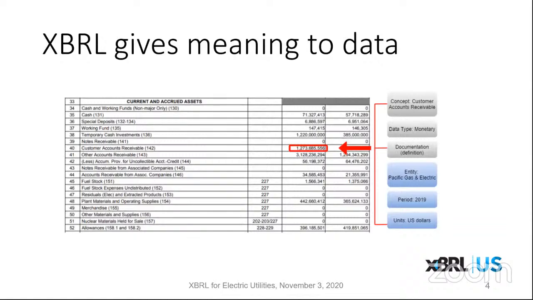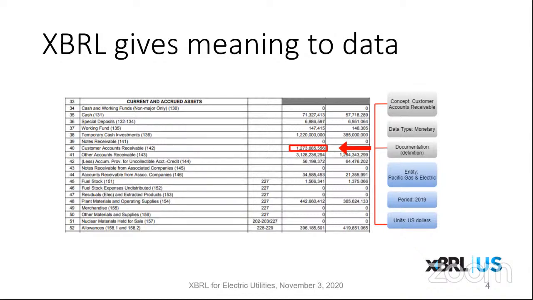XBRL gives meaning to data, and the purpose of this slide is really just to show you how data is represented using a standard like XBRL. This is a form that probably is fairly common to you. It's part of a FERC Form 1, and the value that you're looking at here, 1.2 billion, is something that if it was sent on its own to a machine, it would be incomprehensible. The machine would be unable to see that value or that number and understand what it means.